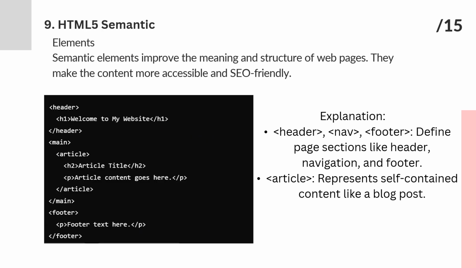HTML5 semantic elements improve the meaning and structure of web pages. They make the content more accessible and user-friendly. So header and footer define sections like header, navigation, and footer. Article represents self-contained content like a blog post. In this way, you can do this.